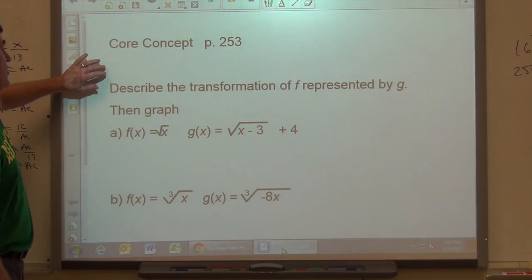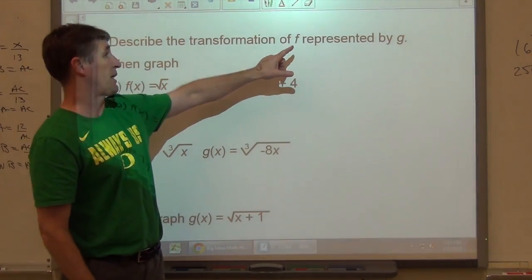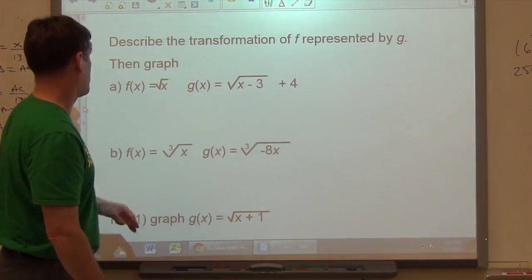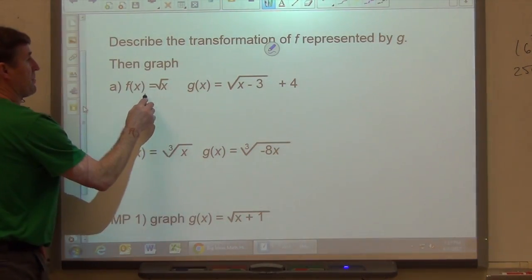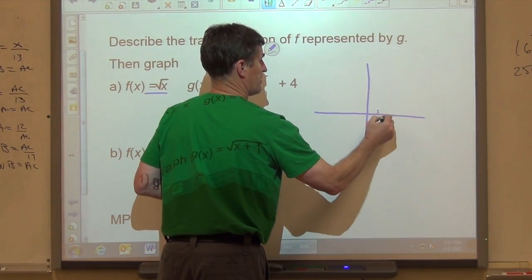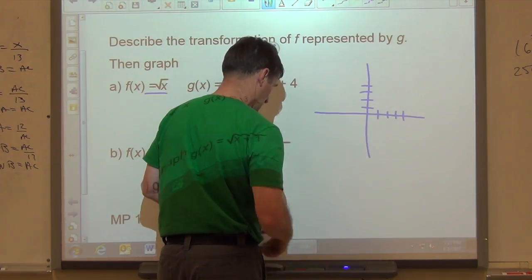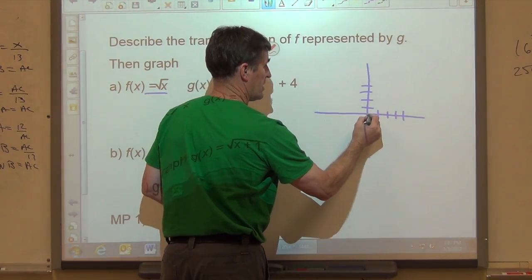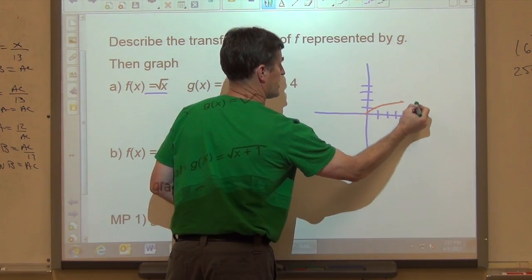And so they're going to ask you to do things like this. They're going to ask you to describe the transformation of f, represented by g, and then graph it. So here they gave us the parent function, the square root of x, which we already know what that looks like. At 0, we're at 0. At 1, we're at 1. At 4, we're at 2, and so it looks like this.